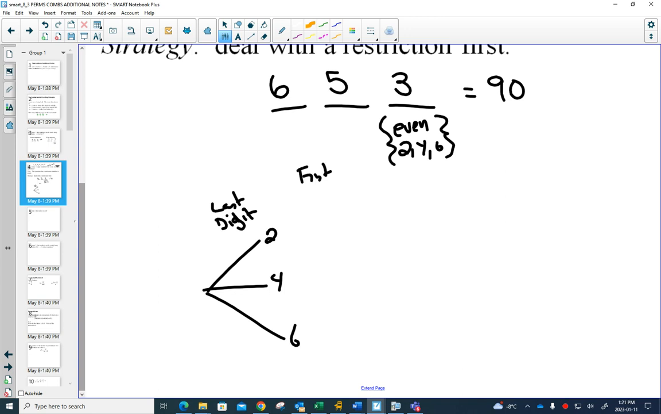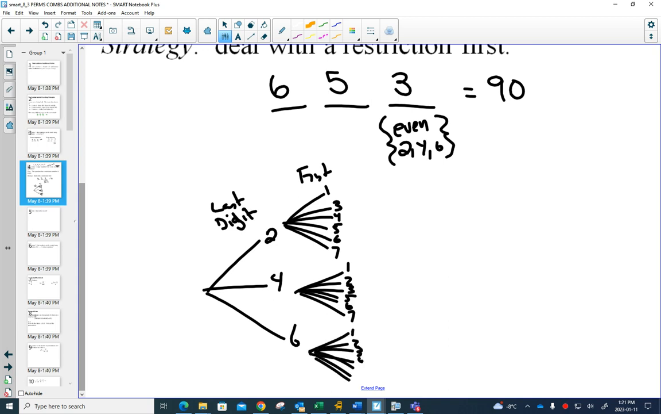If it's a 2, can you see that you would have 6 options? 1, 3, 4, 5, 6, or 7. If it was the 4, you would have 6 options. 1, 2, 3, 5, 6, 7. And if it was the 6, you'd have 6 options. 1, 2, 3, 4, 5, and 7.